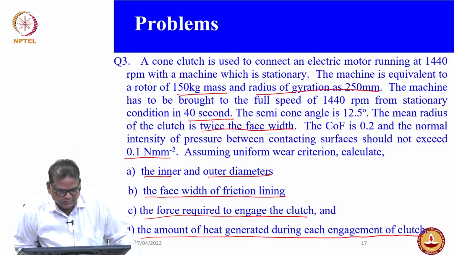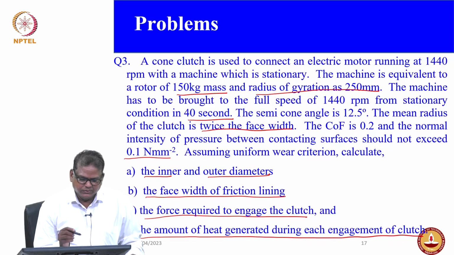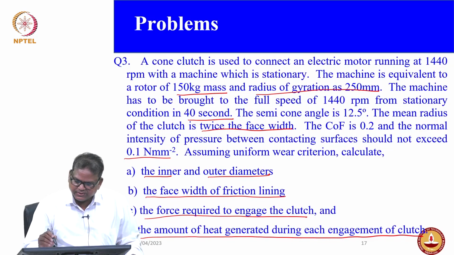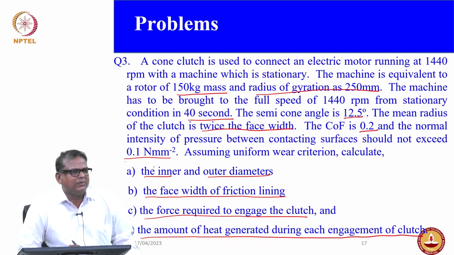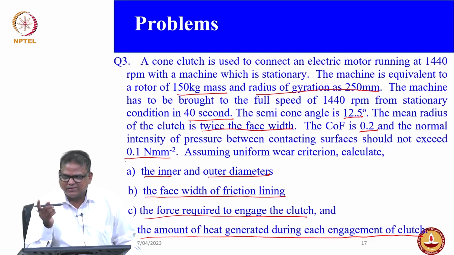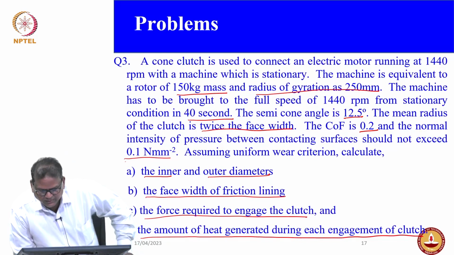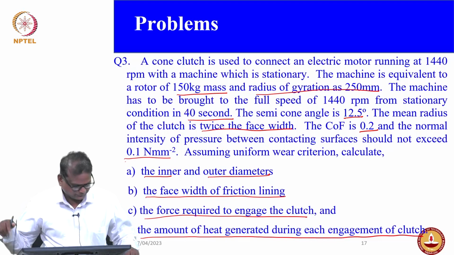Yeah. So in fact the data-wise, if you look, the speed is given, cone angle is given, coefficient of friction is given, maximum allowable pressure is given, but no information about the inner and outer diameter of the cone clutch. But there is a relationship given for face width. The mean radius RM should be twice the face width, that is the only thing given.